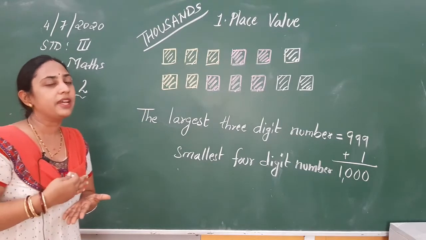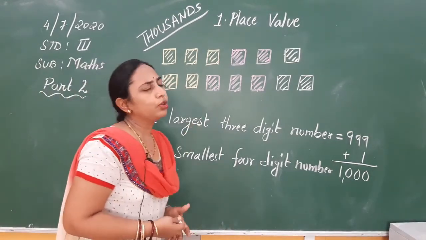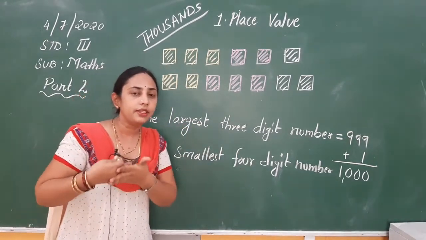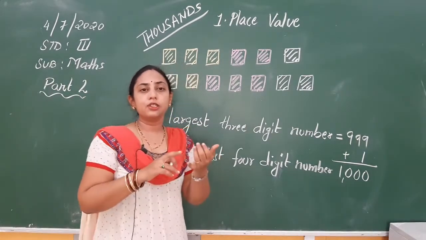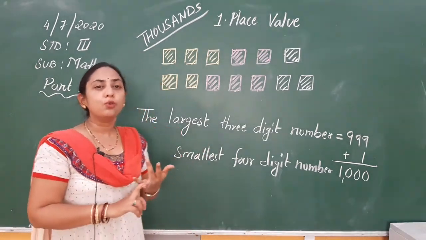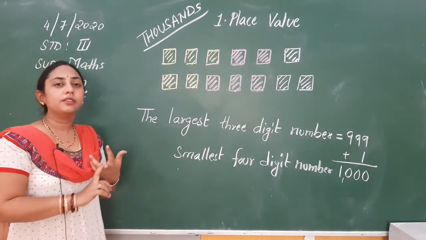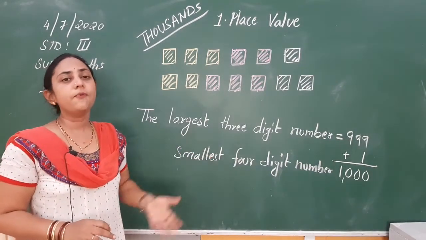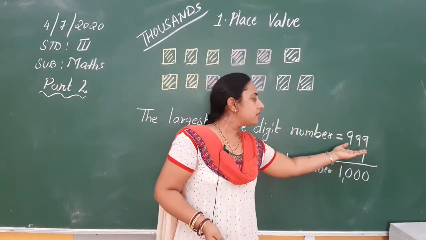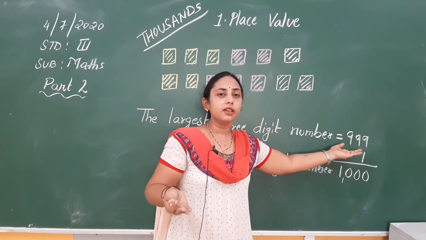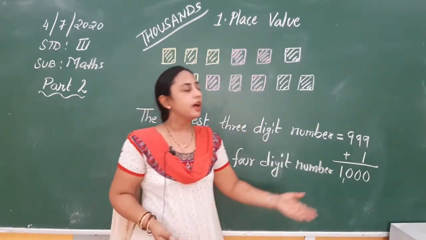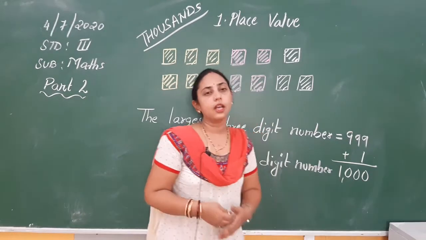So 1000 place value. Now we know that the largest 3 digit number is 999. If we see in the sequence, the largest single digit number is 9, the largest 2 digit number is 99, the largest 3 digit number is 999. In the same way, when we add 1, it will become 1000. So this is 1 added to, or we can say the successor of 999.